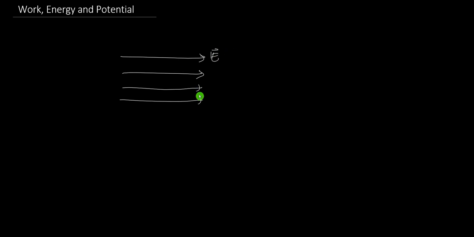Okay, so now we want to look at the work done or energy and potential later on. First, the work. If we have a field going into this direction, this is a field. Let's just call it E. Then I have a point charge somewhere here at this point, which is just equal to Q.